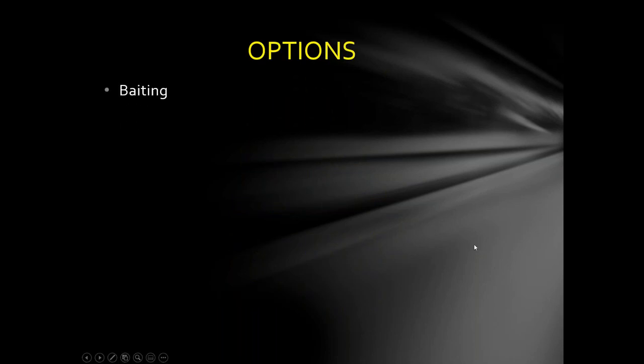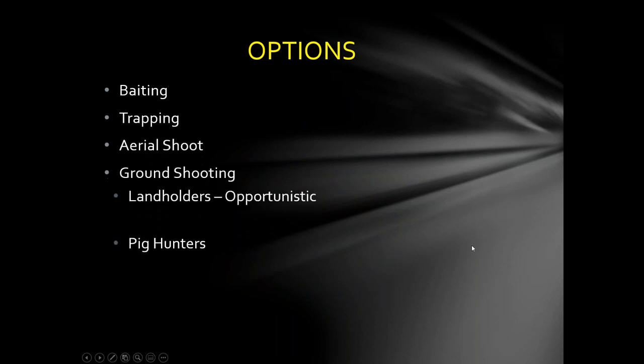So we've got our options. I'll just quickly breeze over these because Darren did touch on them: baiting and trapping, aerial shooting, ground shooting, pig hunters. I'm with Darren, 100% the best control by far is baiting. Trapping if you've only got a few numbers, but it's more labour intensive and the traps are set up and whatever. Baiting is a lot easier, it's a lot quicker.